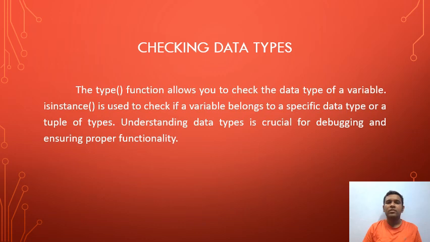How do you check these data types? The type function allows you to check the data type of a variable. The isinstance function is used to check if a variable belongs to a specific data type or a tuple of types. Understanding data types is crucial for debugging and ensuring proper functionality.